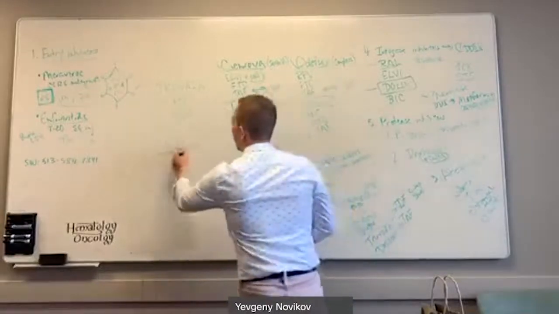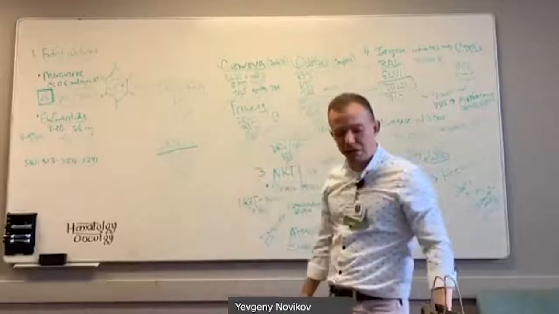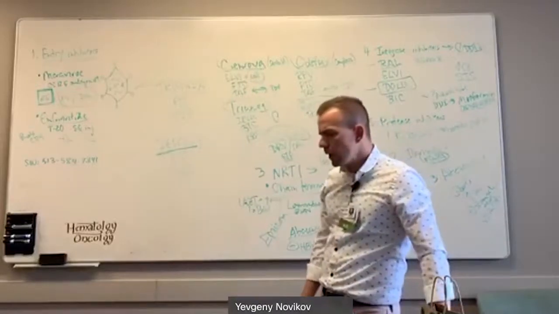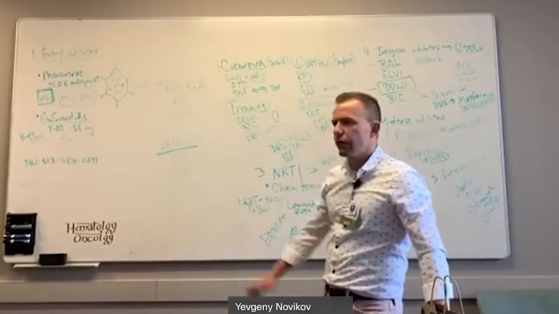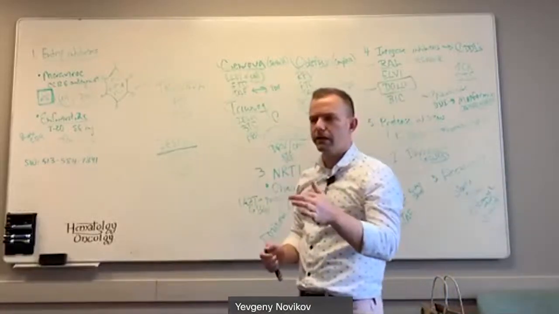Descovy had a head-to-head trial against Truvada and was found to be non-inferior. The Descovy arm had fewer HIV infections, but it wasn't statistically significant.